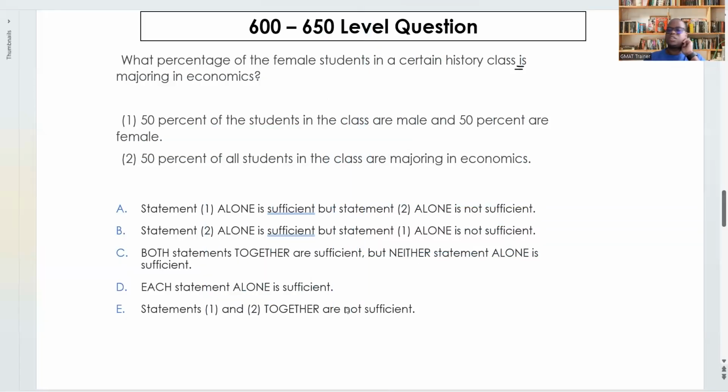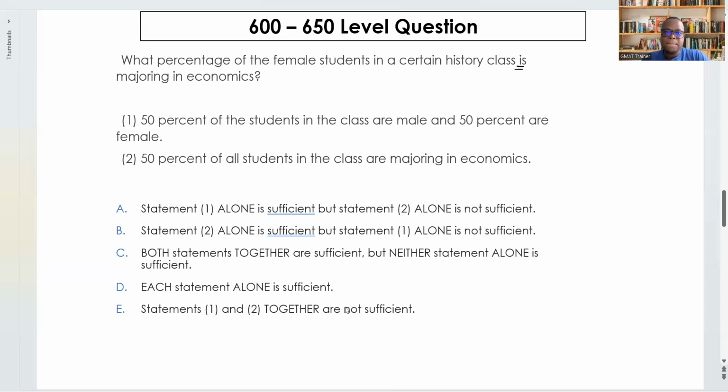The next question is a 600 to 650 level question. These are questions which require a bit of thinking to get the correct answer. And these are questions also which a fair amount of students tend to not get correct, hence the difficulty level, but not that they're necessarily hard. So it's all about applying methodology. If you can apply the concepts and exhaustively assess the statements, you should be able to get to the correct answer.